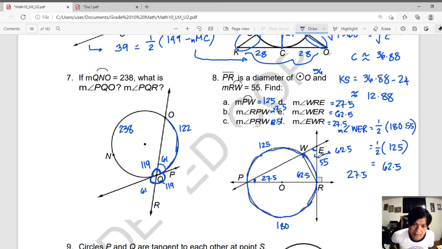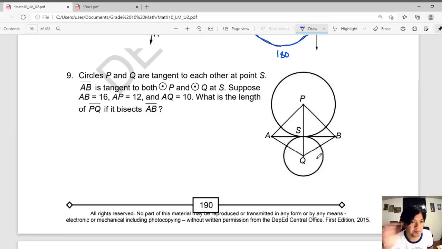Okay, let's proceed with number 9. Circles P and Q are tangent to each other at point S. So, saan ang P natin? P and Q are tangent to each other at point S. Okay, tangent sila because this is the point of intersection at point S.